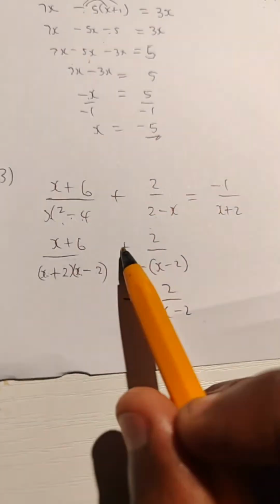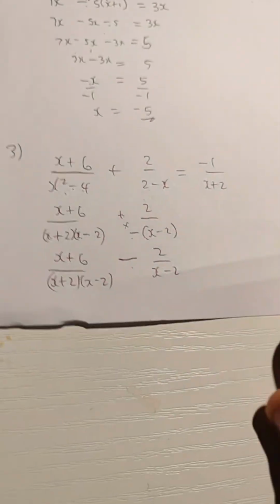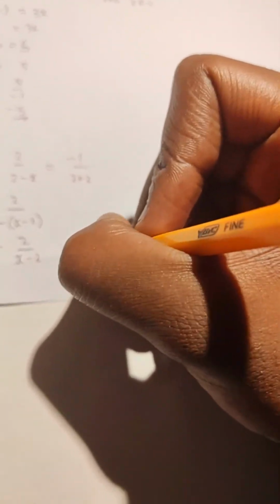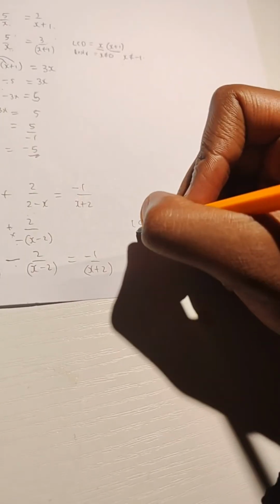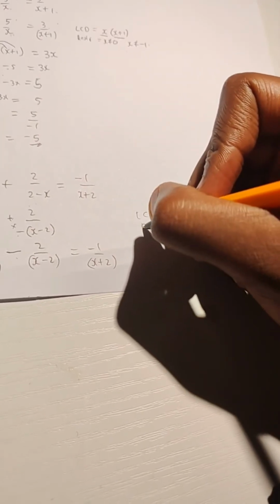Okay, so the sign now, because we multiply these two, the plus sign changes to negative. So we have x plus 6 is equal to negative 1 over x plus 2. Now, we put that in brackets. I think now it's time to write down our LCD and the restriction.